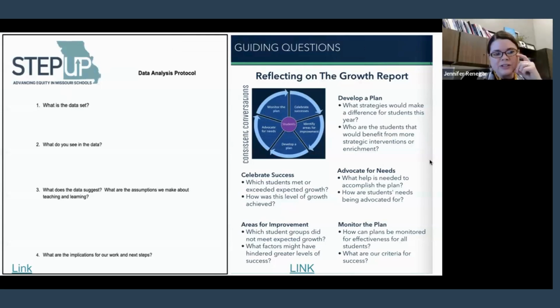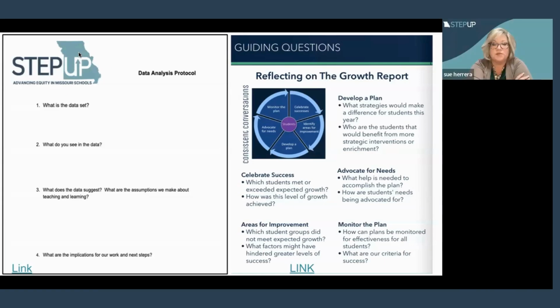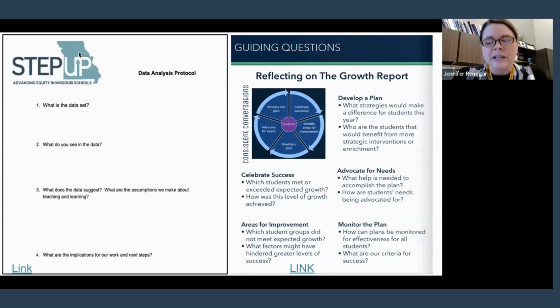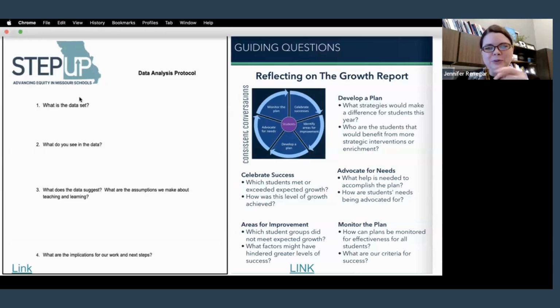I actually have not used it with growth data. I've used it for multiple other types of data, and it still works absolutely well. It's the very best one that I've ever used. So the celebrate success, identify areas of improvement, all of those questions. We go through all of them, and they don't all necessarily apply in every situation for every type of data that you're looking at. But if I'm facilitating it, it's easy to know which ones to skip over, which ones to use.